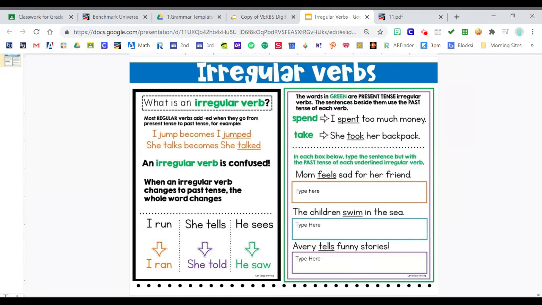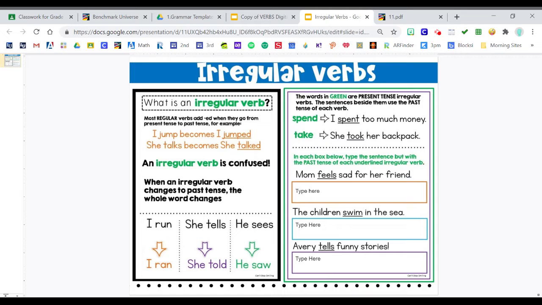Today we are going to continue talking about irregular past tense verbs. What is an irregular verb? Most regular verbs add -ed when they go from present tense to past tense. For example, in the present tense, I jump becomes I jumped in the past tense. She talks in the present tense becomes she talked in the past tense.